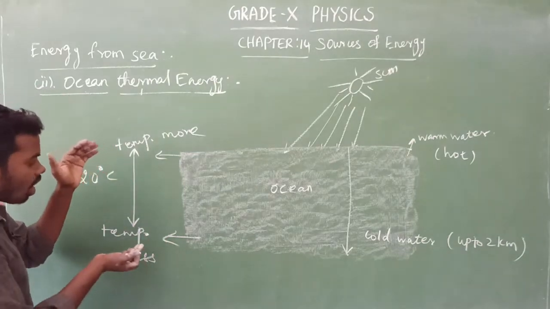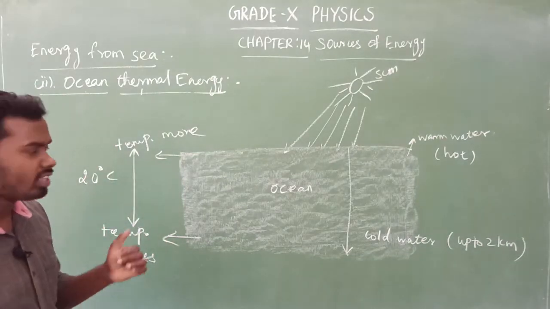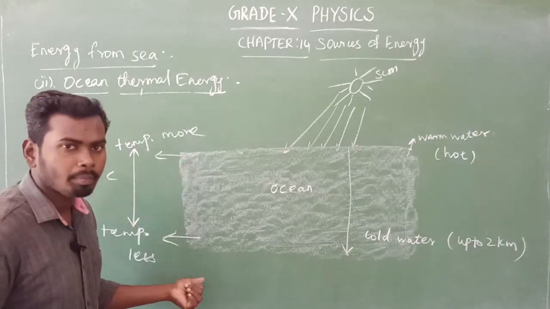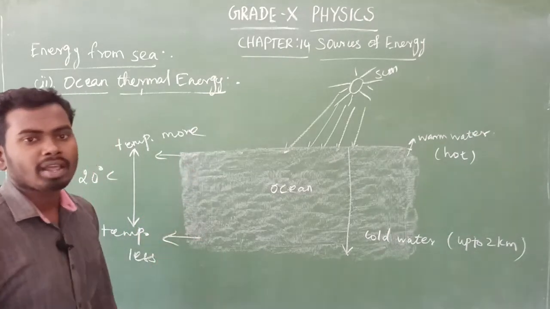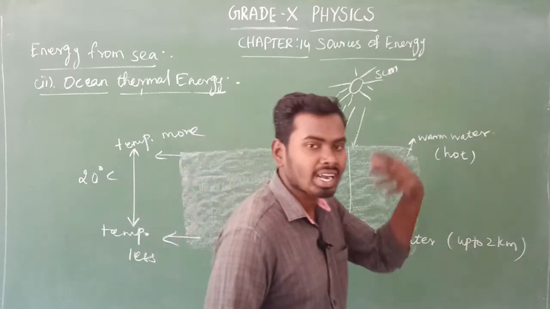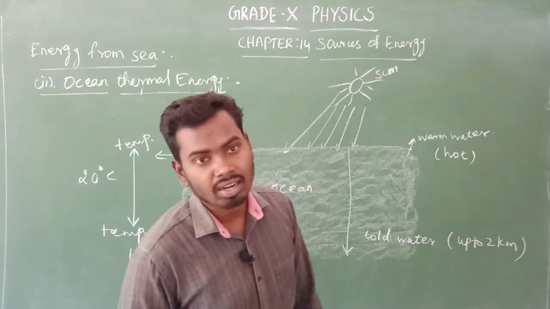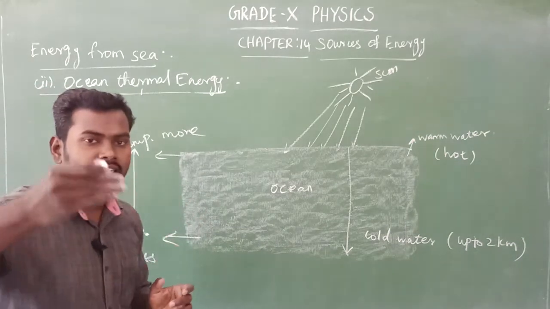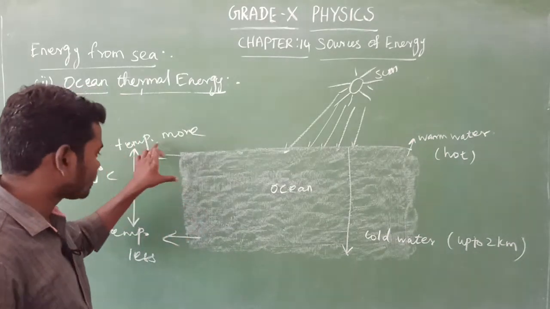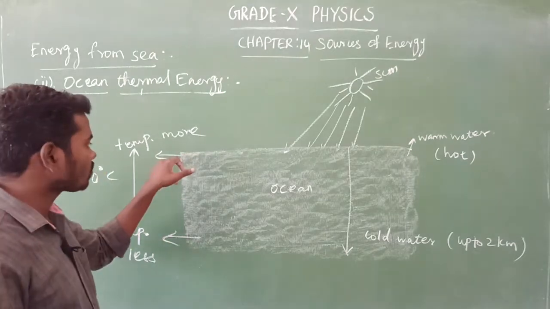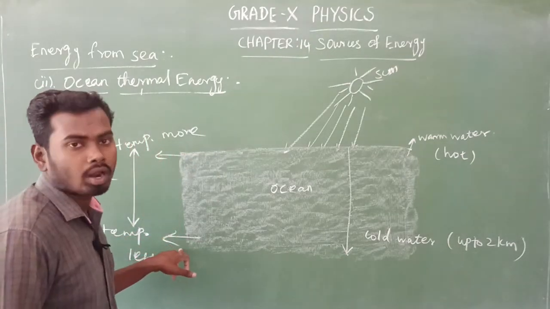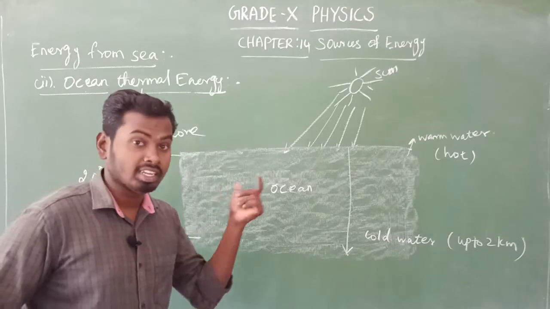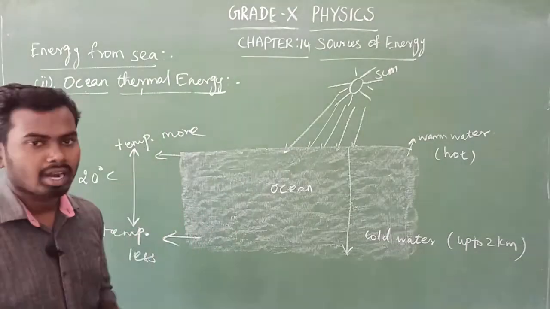So there is always a temperature difference between the surface of the ocean water and the deeper ocean water. This temperature difference is used to generate electricity. Next we will see how electricity is generated with the help of this temperature difference. Is that clear? Yes. Let's get started. Next I'll draw the diagram. Look here.